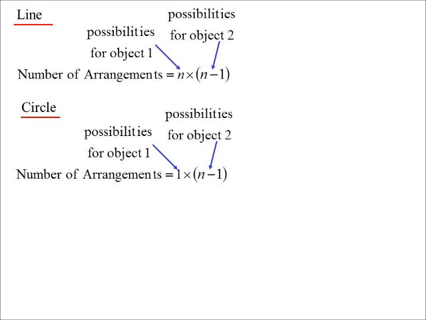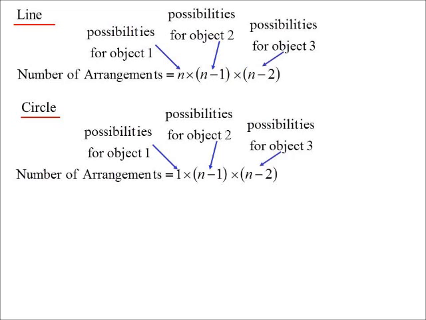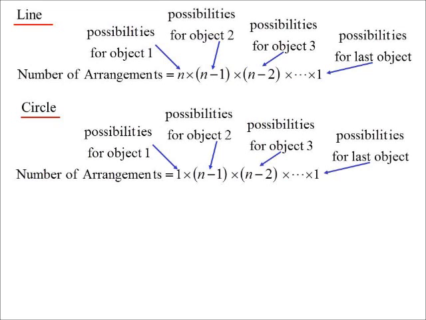Second object comes along. Now it's going to be the same, so it'll be n minus 1. Then n minus 2, and so on, all the way down to the last object, which of course has 1. So the difference between arranging in a line, there's our, as we're used to seeing, n factorial. But with a circle, we only end up with n minus 1 factorial.